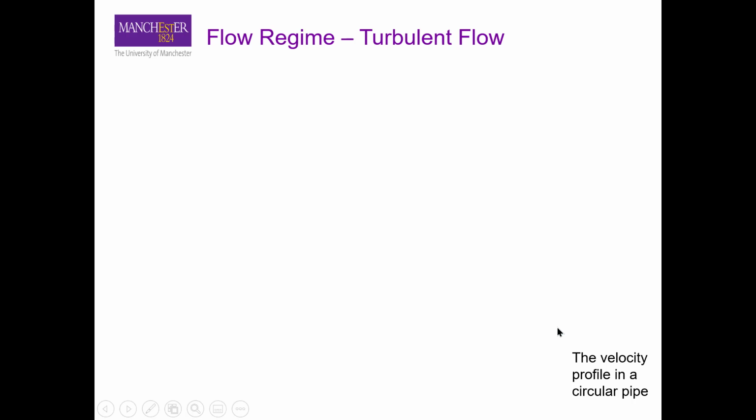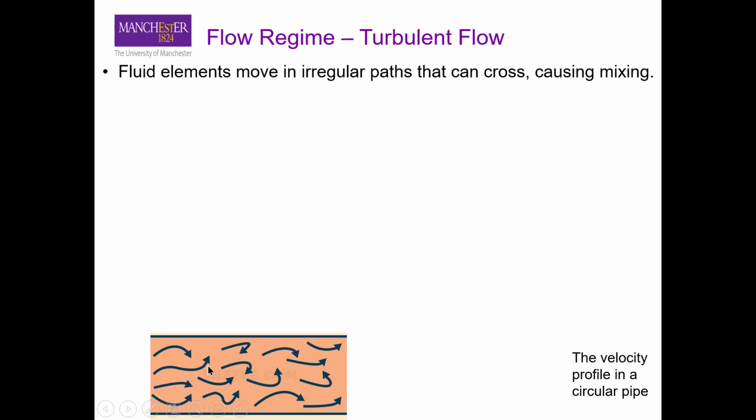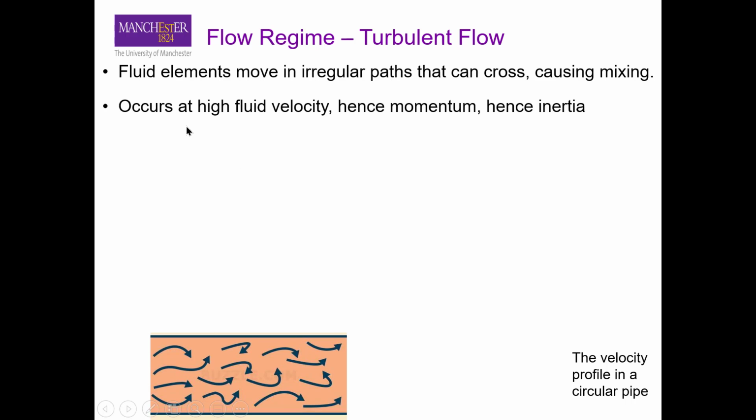Then we have the turbulent flow, in which the fluid elements are much more irregular, and there is a lot of cross mixing, and it occurs at high velocity. As I explained in the previous slides, this happens mostly when you have a very high velocity, and because of high velocity you have high momentum, because momentum is velocity times mass. So if your velocity is high, you have high momentum, and as such you have high inertia.